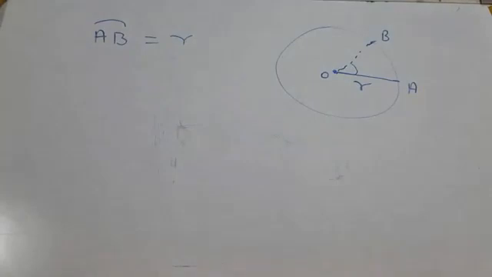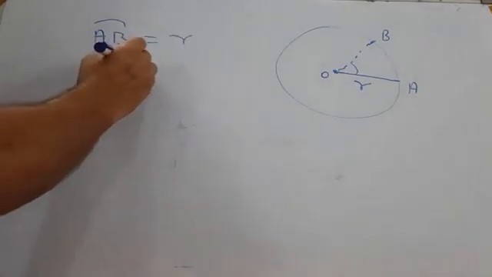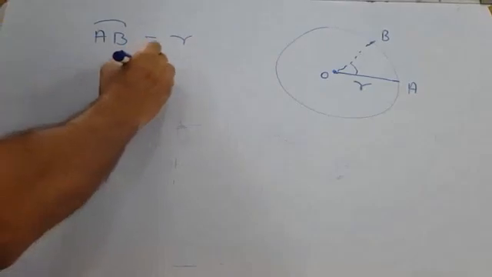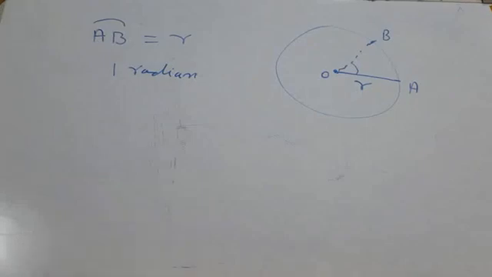So how will you define 1 radian? It is the angle formed by an arc with the center when the length of the arc is equal to the radius of the circle. I am repeating. It is the angle formed by an arc with the center when the length of the arc is equal to the radius of the circle. So that will be 1 radian. In circular motion, angle is taken in radians.